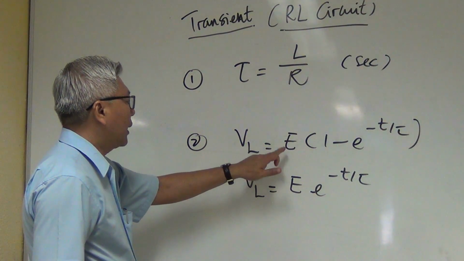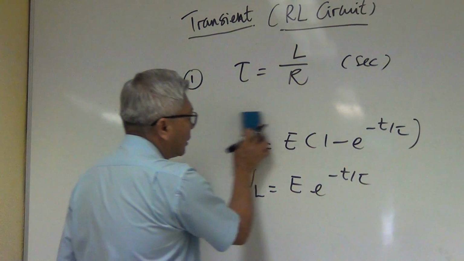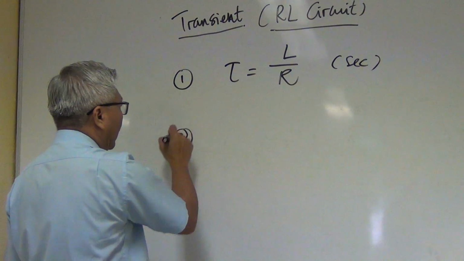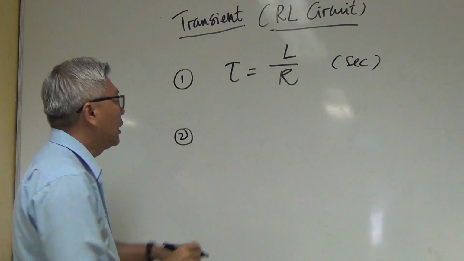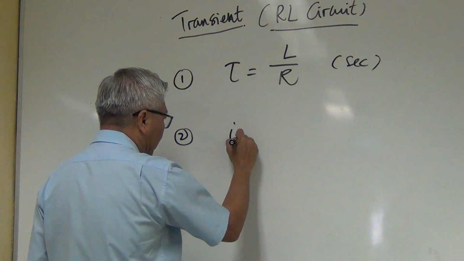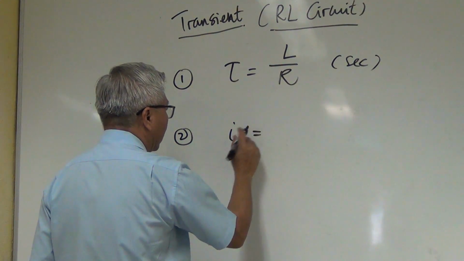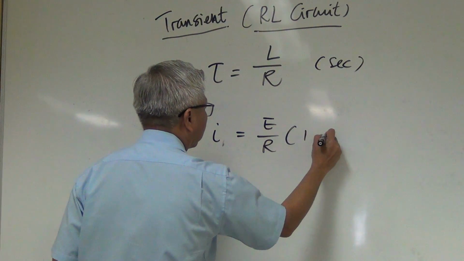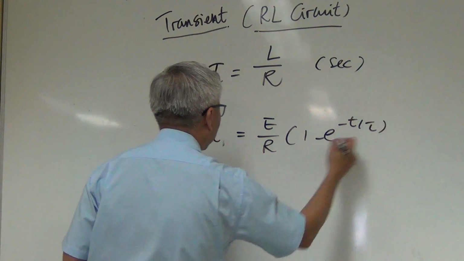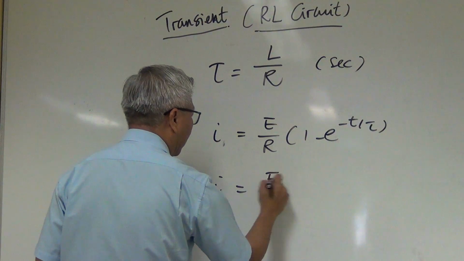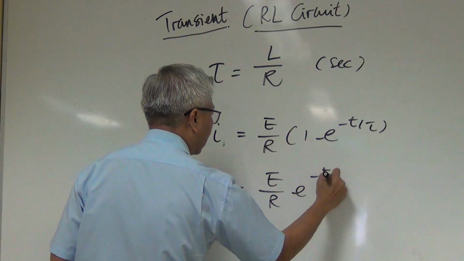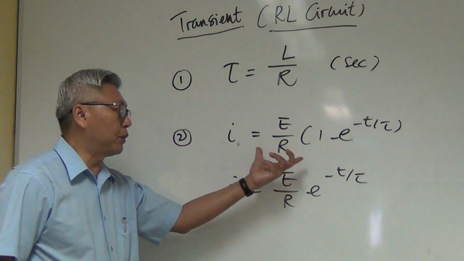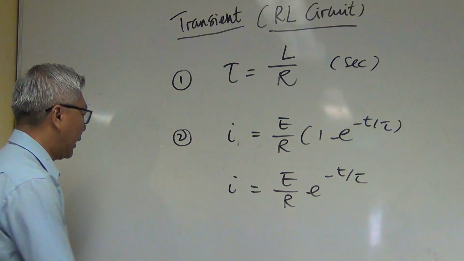Actually, let me phrase it again. Let's talk about anything that is increasing. If I say IL, the current through the circuit, is an increasing function, it will be with a bracket. A decreasing function is without a bracket. So this is the second point I want to say: increasing is with a bracket, decreasing is without a bracket.